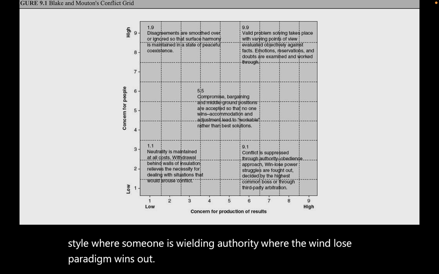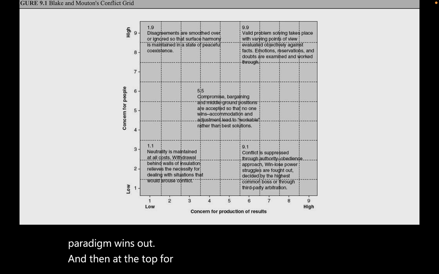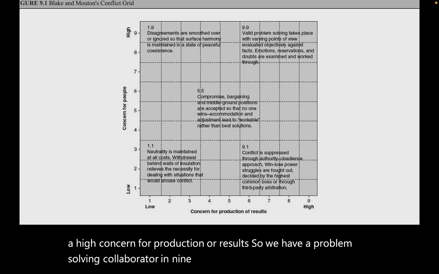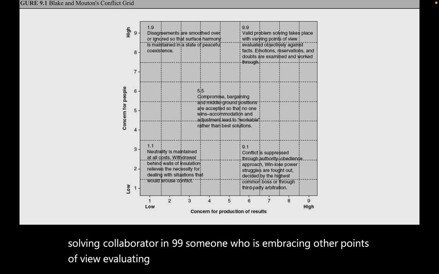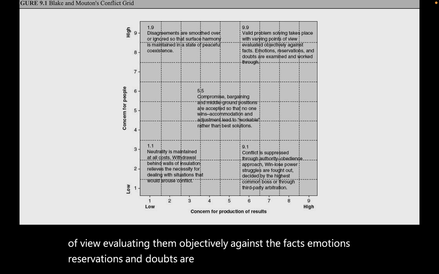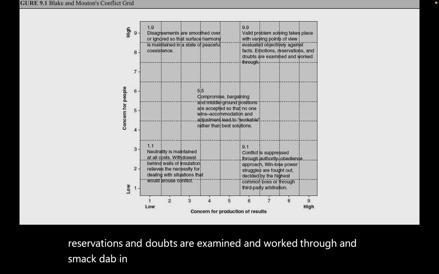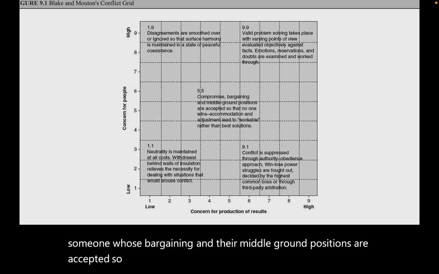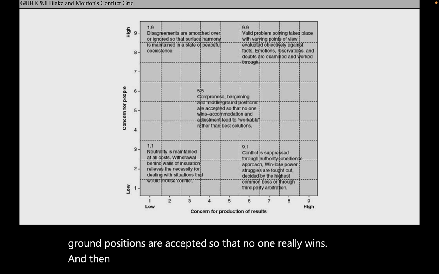And then at the top, for 9-9, we have a high concern for people and a high concern for production of results. So we have a problem-solving collaborator in 9-9, someone who is embracing other points of view, evaluating them objectively against the facts, emotions, reservations, and doubts are examined and worked through. And smack dab in the middle with 5-5, we have a compromiser, someone who's bargaining and their middle ground positions are accepted so that no one really wins, but then also no one really loses.